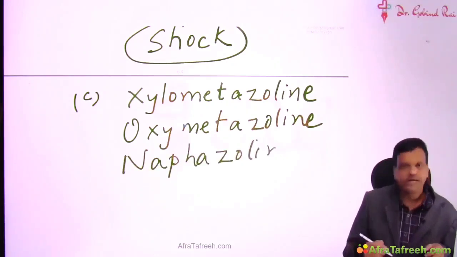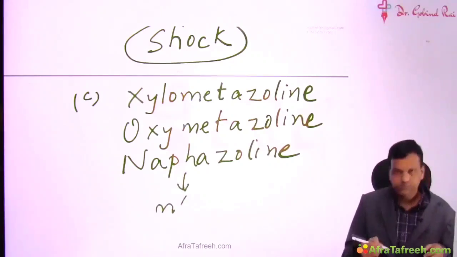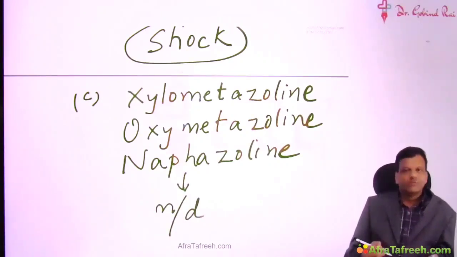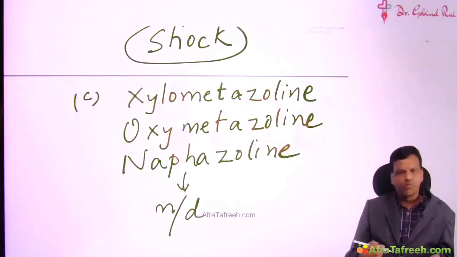These drugs all stimulate alpha-1 receptors and they are given as nasal drops. Obviously, they will be used for treatment of nasal congestion. So these drugs are used as nasal decongestants. They are used to open the blocked nose. So we have three types of drugs acting on alpha-1 receptors.